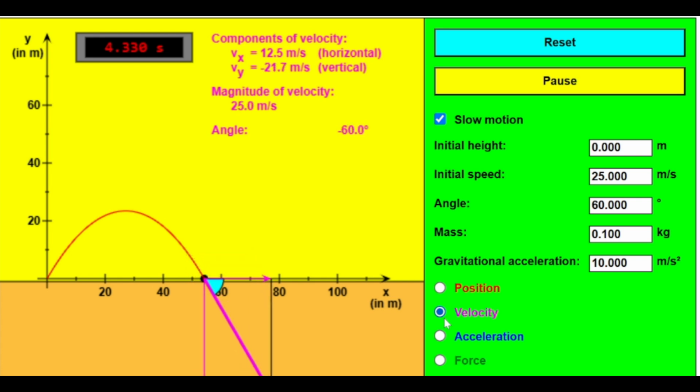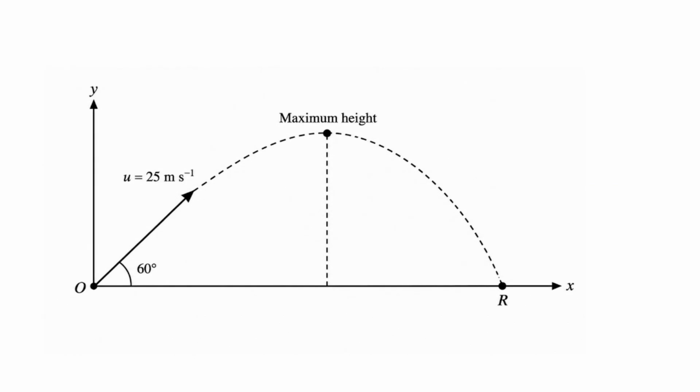Now let us move from the simulation to the diagram and solution. On the diagram, it starts at point O, 25 meters per second at 60 degrees. Highest point, maximum height, end to end, that's the range. But we don't need height or range today. We just need time of flight, total time in the air, and horizontal speed at the top.